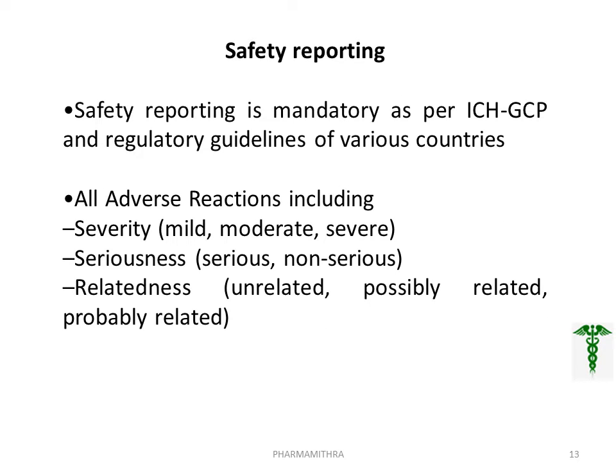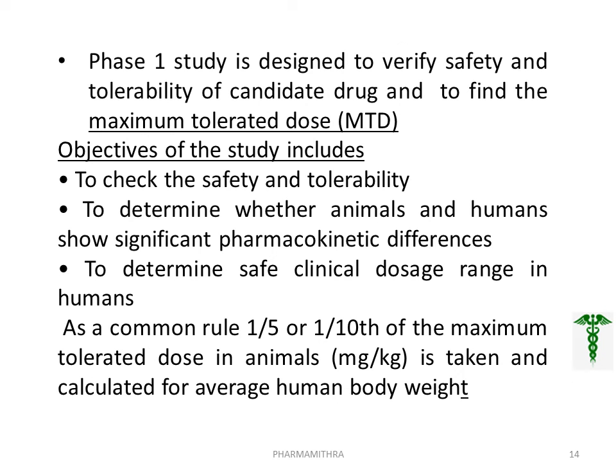What we are finding is safety reporting. If any problem occurs, we have to report the safety as well as adverse reactions as per the ICH GCP guidelines. In an adverse reaction, we are checking whether it is severe, serious, or related. Severity is mild, moderate, or severe; seriousness is whether the reaction is serious or non-serious; and relatedness is, for example, possibly related. We use these terms to report safety.